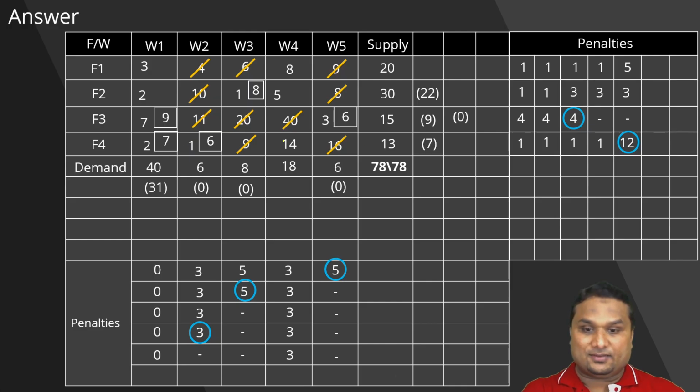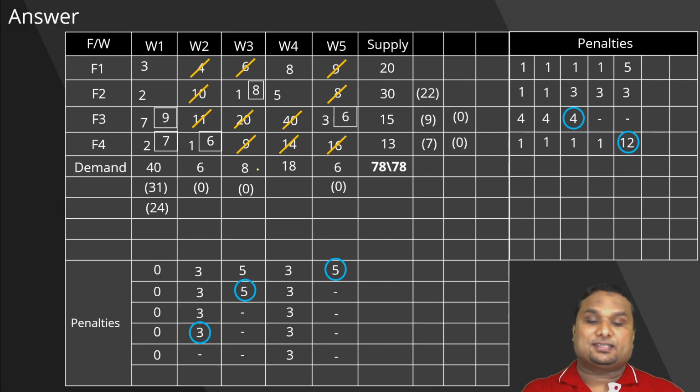7 out of 7 is given. 31 minus 7, which is 24. 7 minus 7, which will become 0. So this part becomes 0, which means the remaining value will be cancelled. The 14 is cancelled.